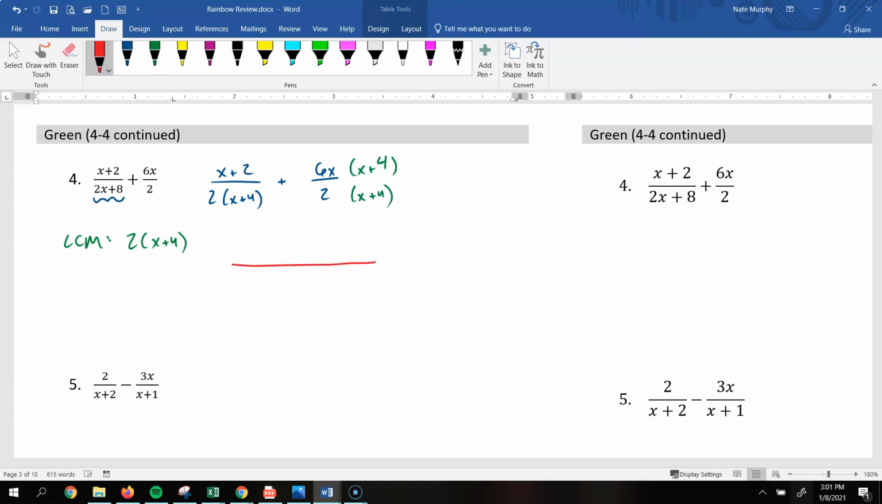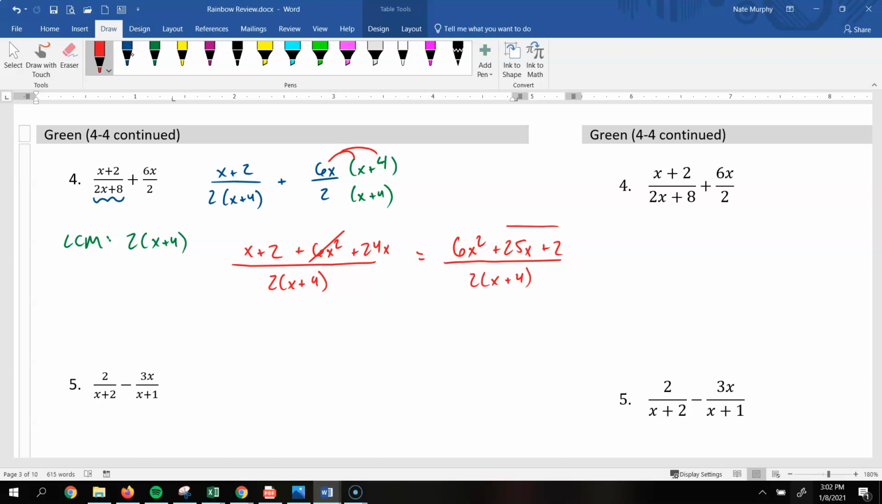So when we do that, I'm going to write this as one giant fraction. In our denominator, we'll have 2 times x plus 4. Then we're going to have that x plus 2, which we didn't have to do anything with. Second fraction, I'm going to distribute the 6x through. So we'll have 6x squared plus 24x. And now we're going to combine like terms. So let's put this in standard form. The denominator we're not going to do anything with, but we'll start with the 6x squared. And then we'd have a 24x and an x. That'd be 25x plus 2. And so that would be your answer for number 4.